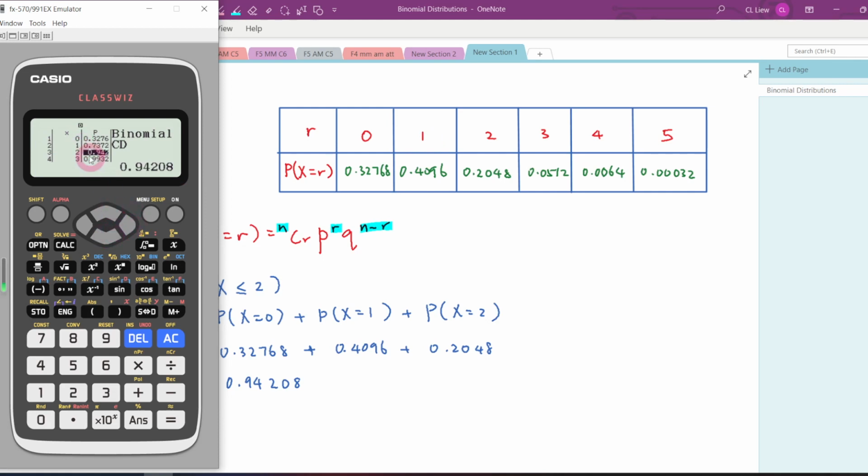Now this is 2. It means that we are getting the sum of P(x=0), P(x=1), and P(x=2), which is this one. How about this one? This is the sum of P(x=0), P(x=1), P(x=2), and P(x=3), and so on. That's why for the last value you will get 1, because the sum of all of these will definitely be 1, right?